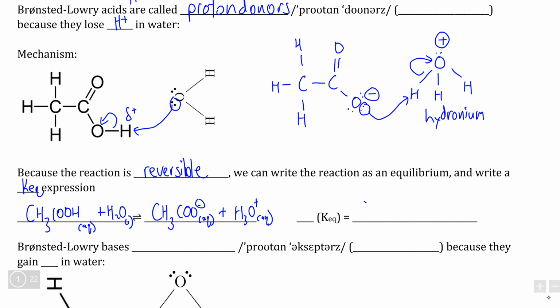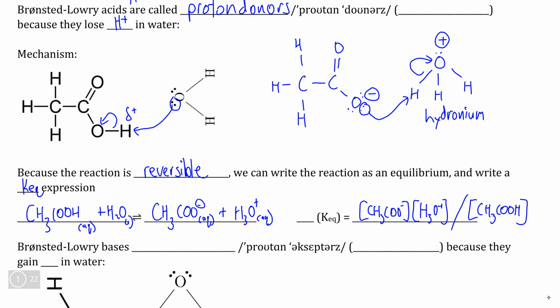take the concentrations of our products, so the concentration of the acetate ion times the concentration of the hydronium ion. Now, remember that we're not going to write water on the denominator here because water is a liquid and the concentration of liquids is defined as constant since there are no other liquids in this reaction. So the only thing that appears in the denominator is the concentration of acetic acid.